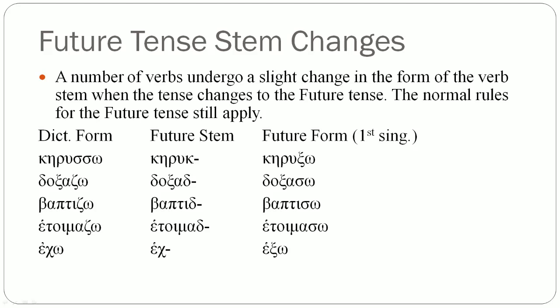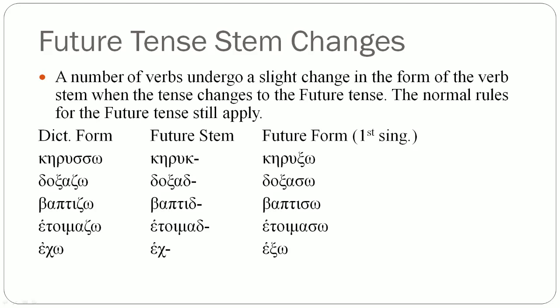Now, for some crazy reason, and this is not another example of my typo, the breathing mark changes direction from the present tense to the future tense. And that's the only difference. I have no idea why this happens. As far as I know, this doesn't happen with any other verb.